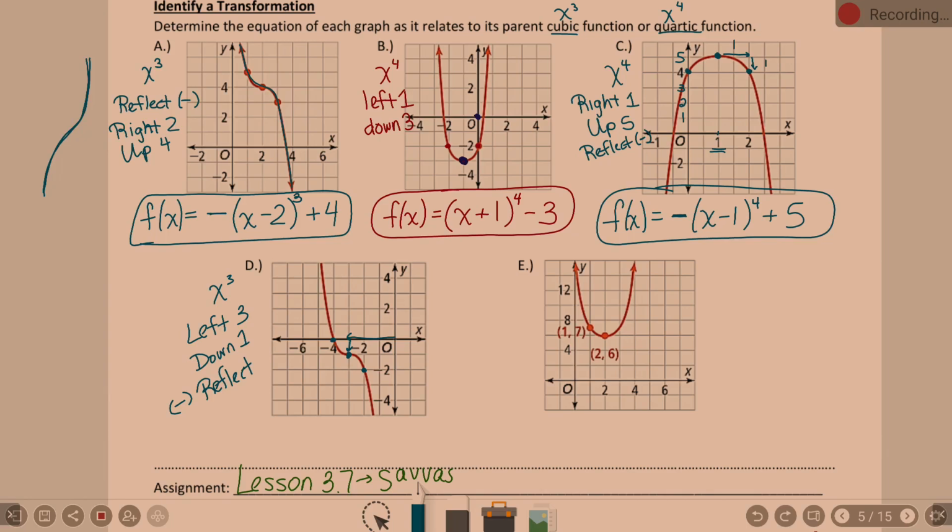Okay, are you writing the equation without me? F of x equals, what goes out front? Negative. Then we're going to have x plus 3. Get your left or right first. That's going to go inside the parentheses. So x plus 3 in the parentheses indicates left 3. So the third power. And then down 1 is minus 1.